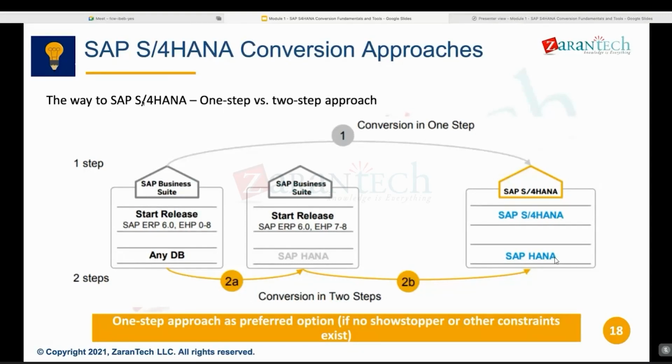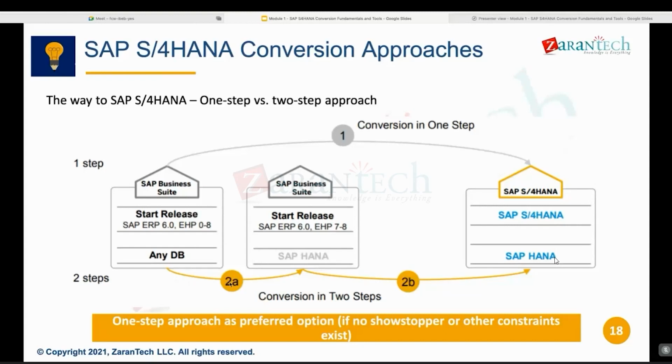So this is the way to SAP S4HANA, one step versus two step approach. Let's say you have ERP 6.0, EHP 0 to 8, anyone, EHP 01 or 02 or 03, whatever it is. It is on any DB, Sybase, MaxDB or whatever it is, and you want to go to SAP S4HANA on the right side. The one which we discussed earlier, one approach, conversion in one step, which is SUM with DMO option. You can take it directly to SAP S4HANA, number one.